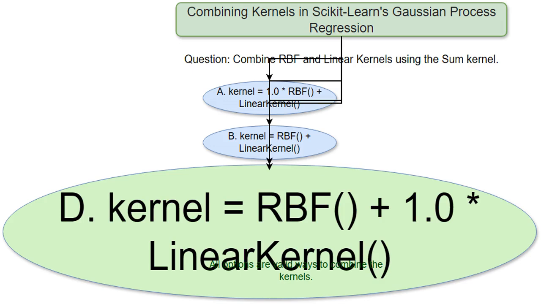Similar to option A, this option scales the linear kernel using a hyperparameter, 1.0, before the addition with the RBF kernel. This gives the same flexibility of adjusting the contribution of each kernel as in option A, but by adjusting the linear kernel. You could interpret this as emphasizing the linear kernel's influence more than the RBF kernel. It really highlights how flexible this approach is.